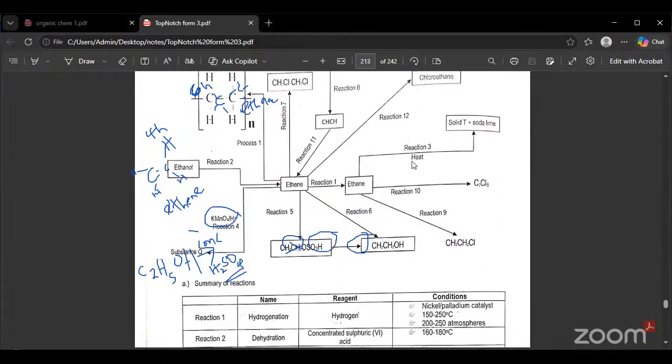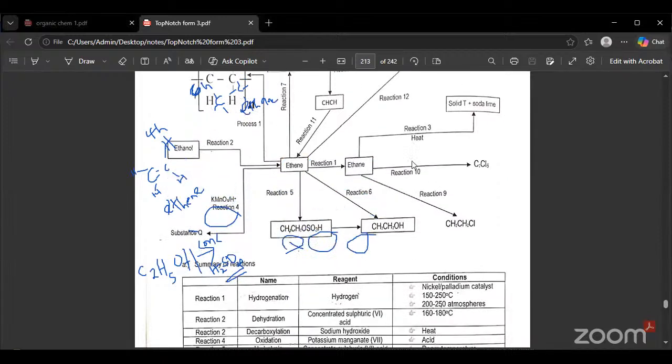So you see now the process. Reaction one is what? Hydrogen is the reagent, but the process is what we call hydrogenation. And then we can also write the conditions. We said nickel. Sometimes they use palladium. Palladium is very expensive, but it is good to know.